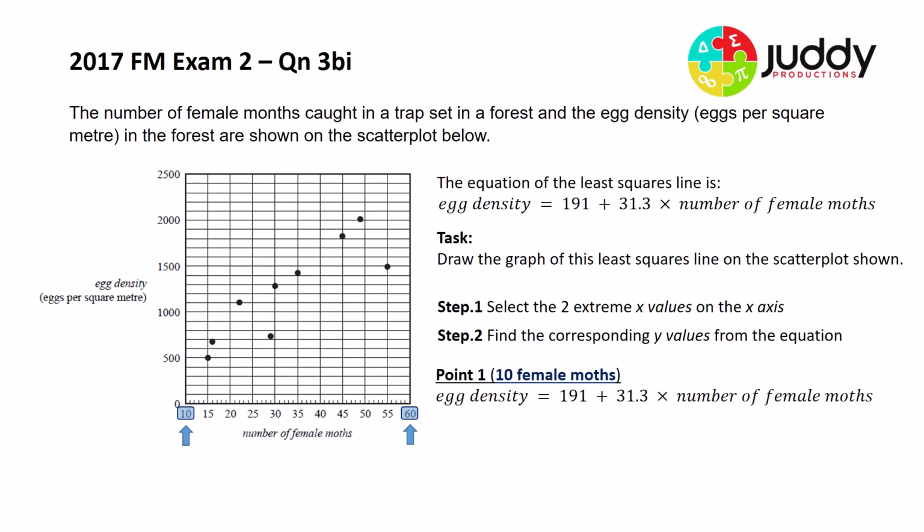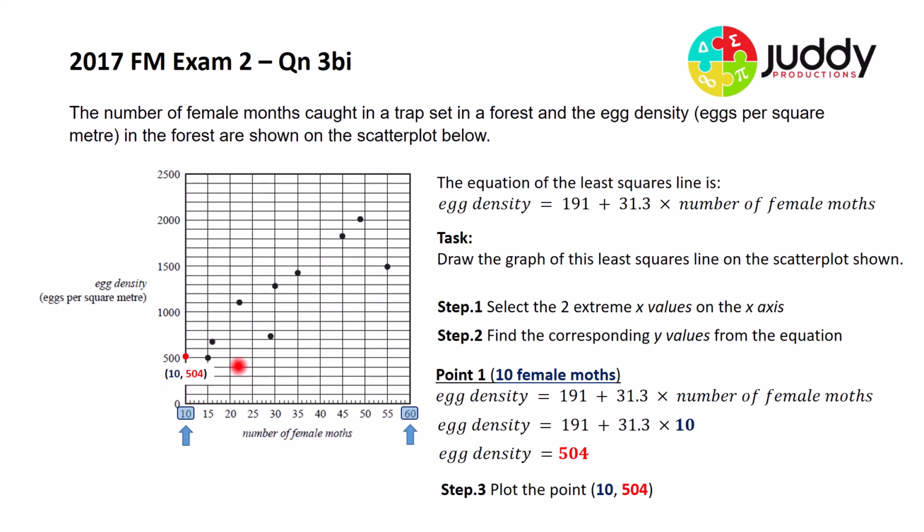So we use the above equation, which states egg density is equal to 191 plus 31.3 times the number of female moths. And we're going to substitute in 10 for the number of female moths. You put that in your calculator, you end up with an egg density of 504. So we now have 1 point where we have an x of 10, that is the number of female moths. We end up with a y of 504, that is the egg density of 504. So we now have a coordinate that we can plot. And there it is on our scatter plot.